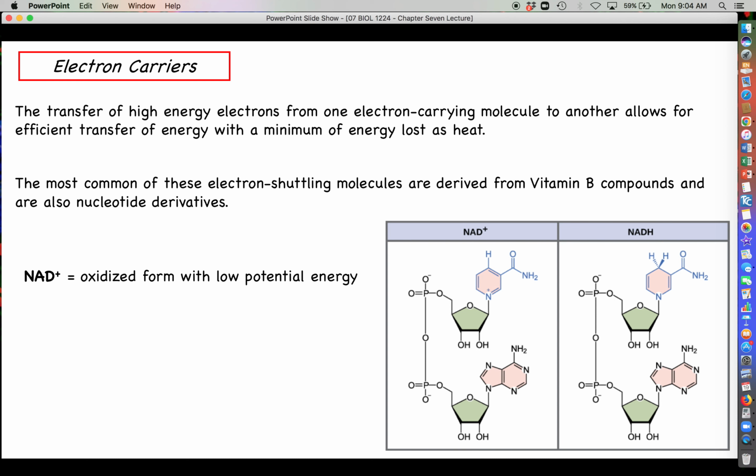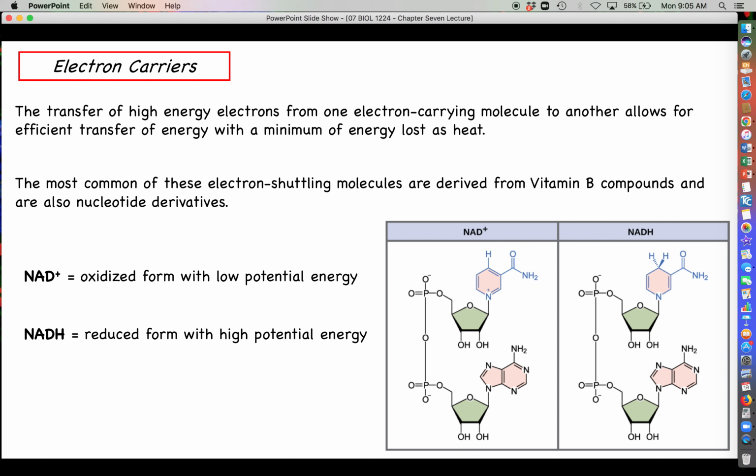If we, in particular, focus in on NAD here, we have two different forms. We have NAD plus and NADH. These are both the same molecule, but we are looking at them in an oxidized state and a reduced state. NAD plus is the oxidized form that has low potential energy because it is not currently carrying high energy electrons. When NAD plus becomes reduced to form NADH, now it is carrying high energy electrons up here, and it has a great deal of potential energy.